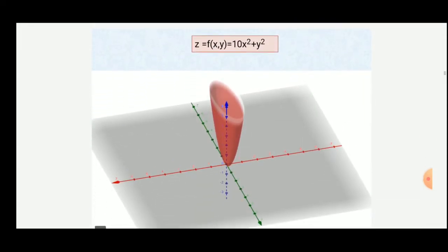The next one is z equal to 10x square plus y square. It is elliptic paraboloid in upward direction. So the level curves of this function or this surface will be ellipses in the xy plane.